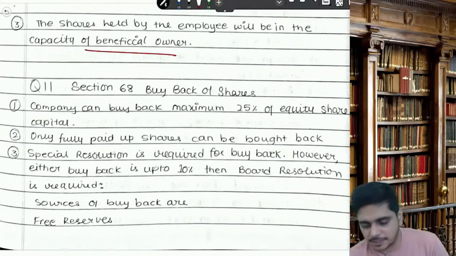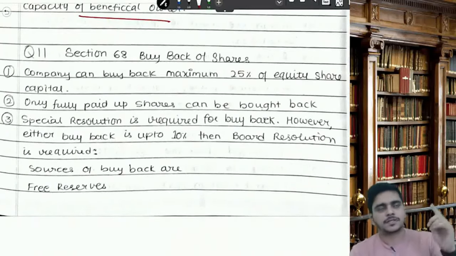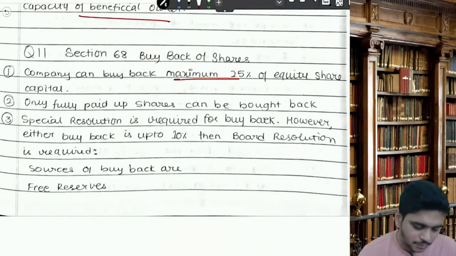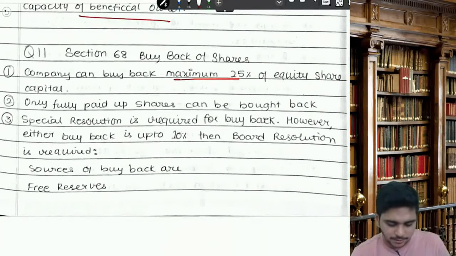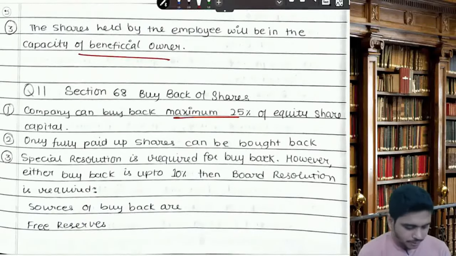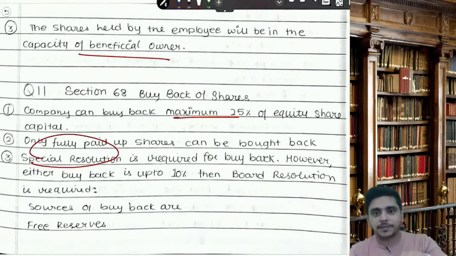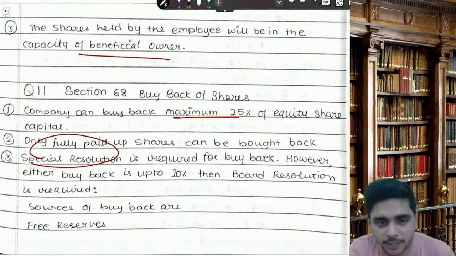Now, Section 68 says buyback of shares. So, 67, 68. Company can buy back how much? Maximum 25% of paid up equity share capital. And which shares can be bought back? Only fully paid up equity shares can be bought back. What is required? SR is required for buyback. However, if the buyback is up to 10%, then we require only BR.